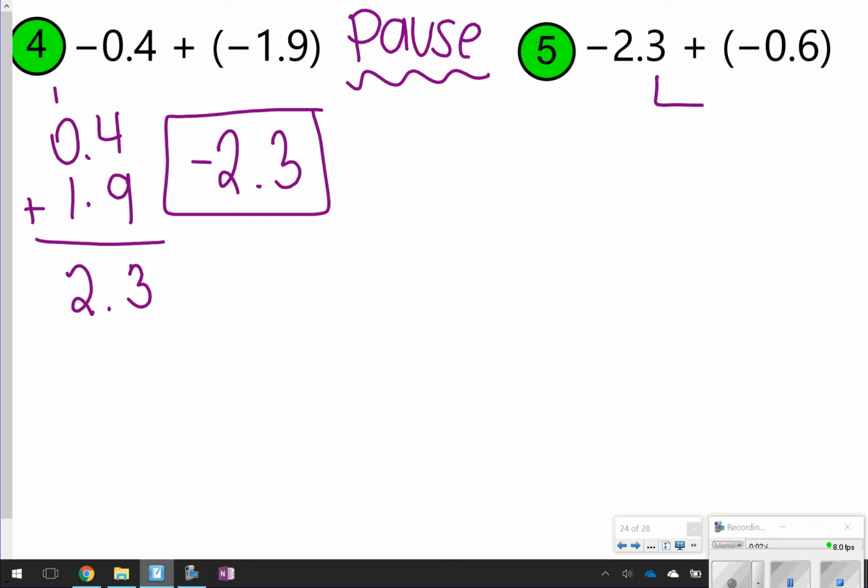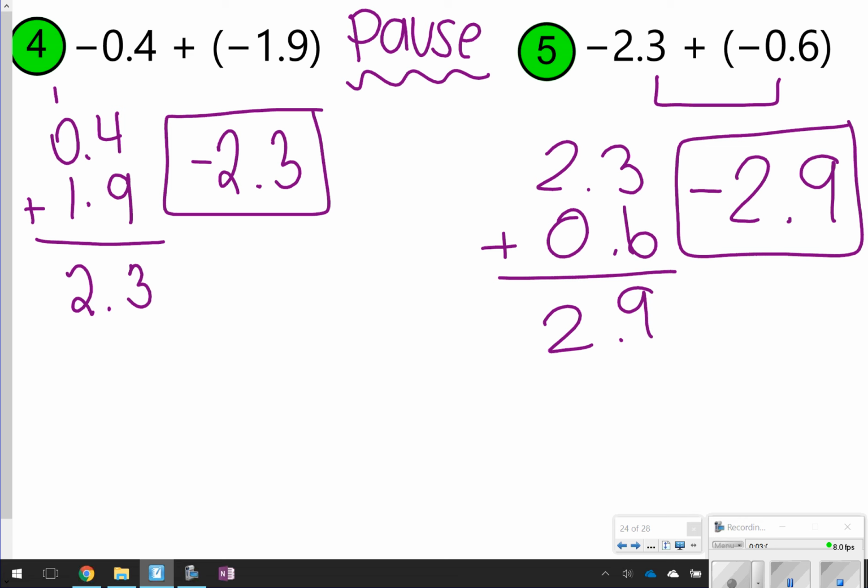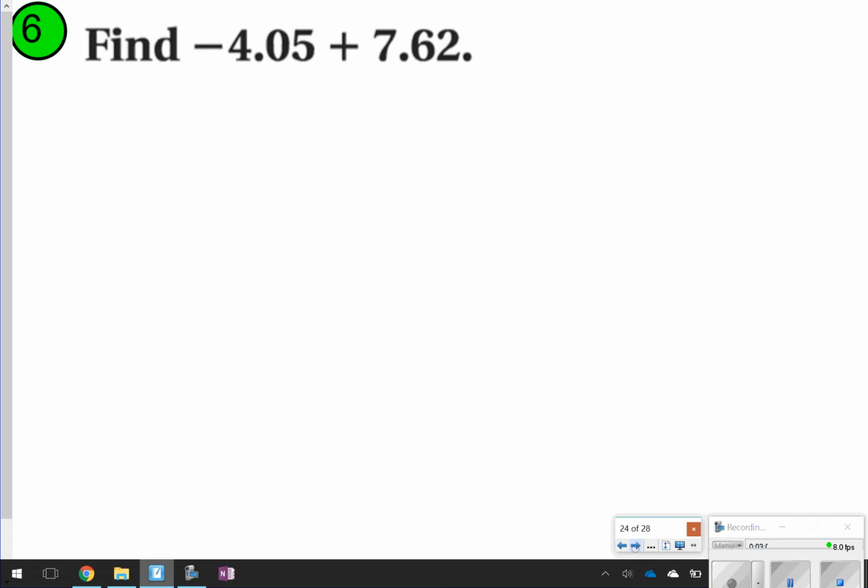Number 5, same type of deal here. I'm just adding because they are both negative. 2.3 plus 0.6, I'm going to get 2.9. And since they're both negative, I'm going to keep my answer as a negative, negative 2.9. How'd you do? Number 6, you're again going to try it, so let's go ahead and pause and try one more, and then we'll look at number 7 once we're done checking number 6.